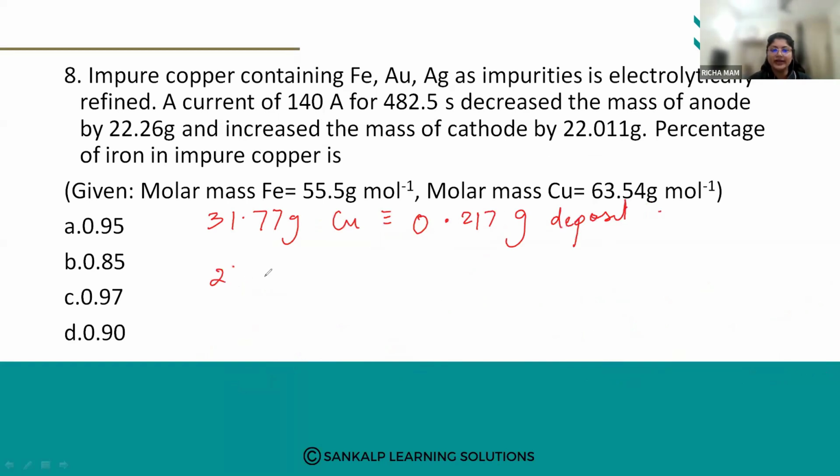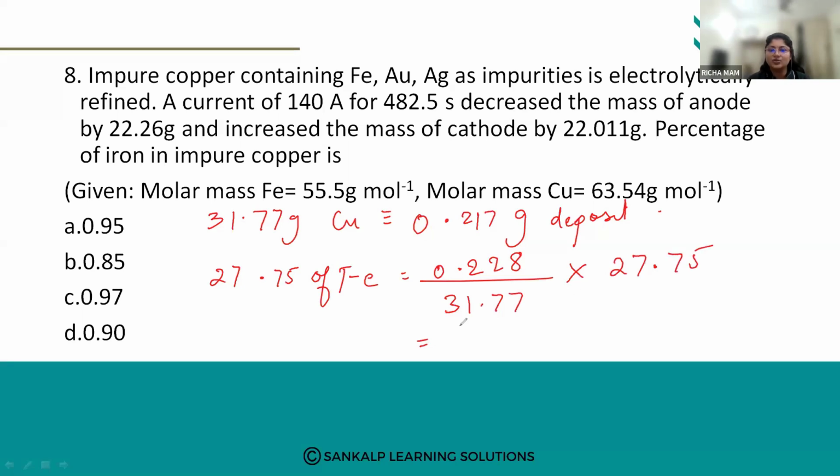So for 27.75 grams of Fe, how much will it be? 0.228 divided by 31.77 into 27.75. So the reduced iron is 0.199 grams of Fe deposited. So this is the amount of Fe deposited.